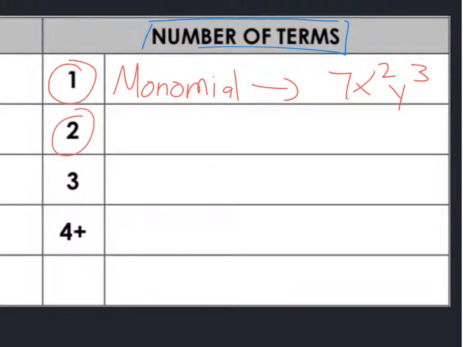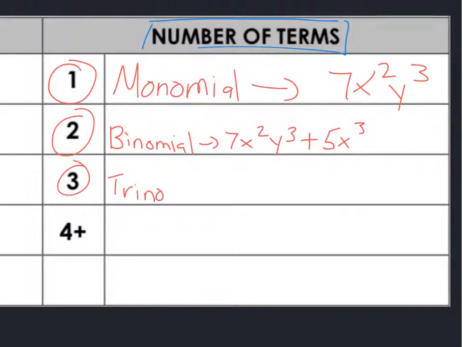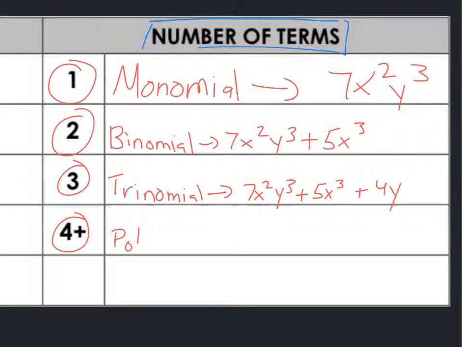If we have two terms, that would be a binomial. An example of that would be 7x squared y to the 3rd plus 5x to the 3rd power. Okay? If we have three terms, that would be a trinomial. An example of that would be 7x squared y to the 3rd power plus 5x to the 3rd power plus 4y. And if we have four or more, they call that a polynomial, which again, poly means more, or a lot, I'm sorry, a polynomial.